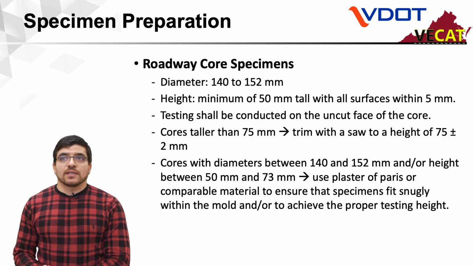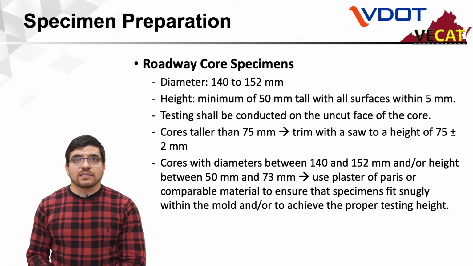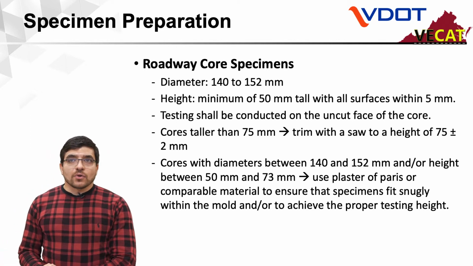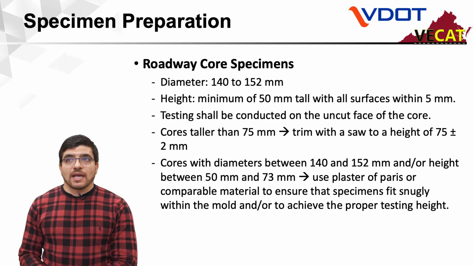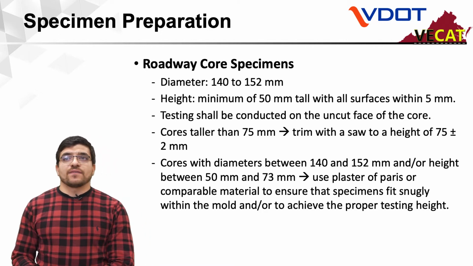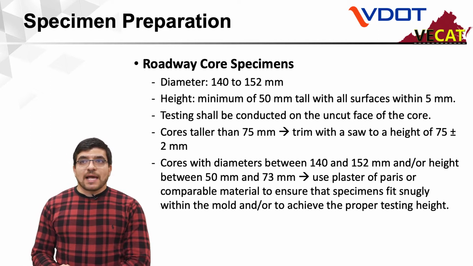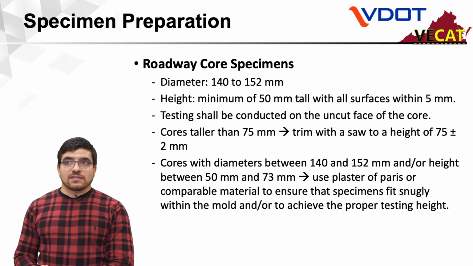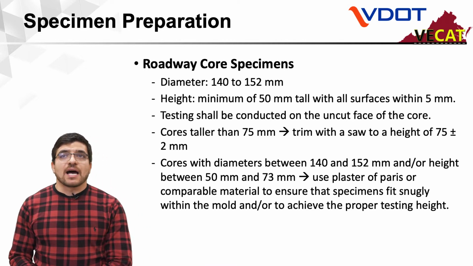For cores taller than 75 millimeter, we need to trim them with a saw to a height of 75 plus or minus 2 millimeter. For cores with diameter between 140 and 152 millimeter and or heights between 50 millimeter and 73 millimeter, we need to use a plaster of Paris or compatible material to ensure that specimens fit snugly within the mold and or to achieve the proper testing height.